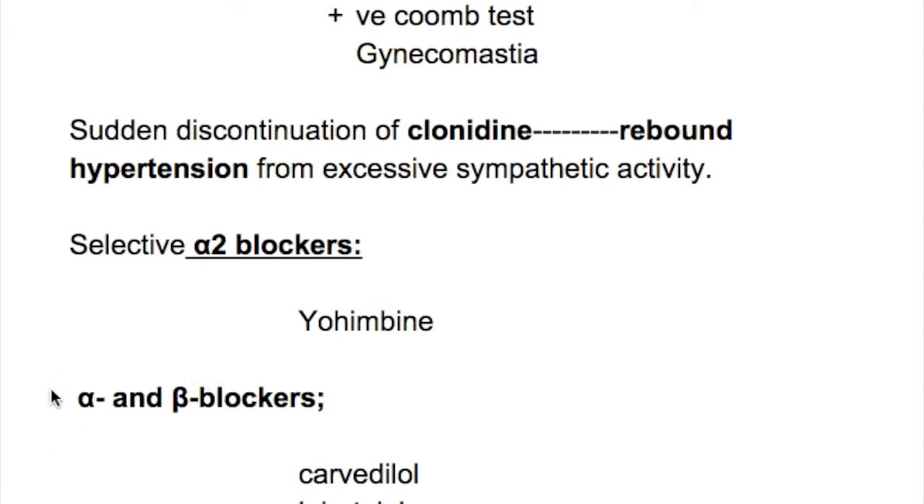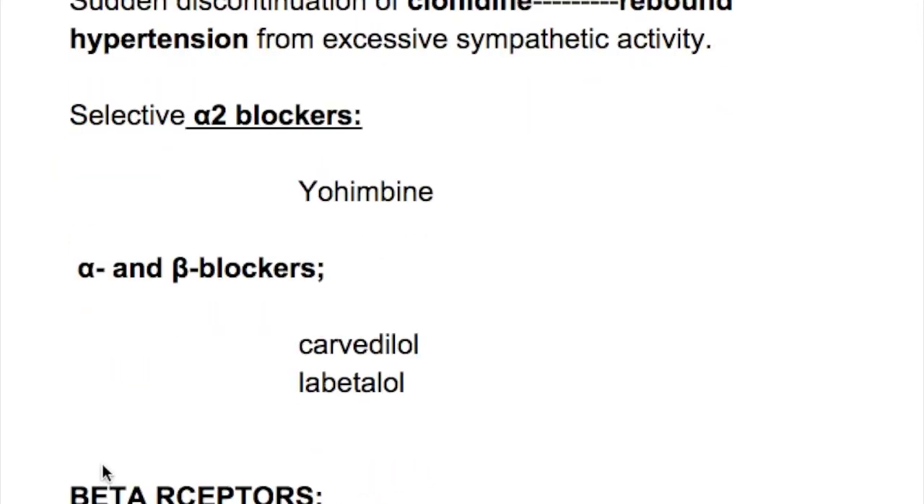Which drugs act on both alpha and beta receptors and block them, the alpha beta blockers? Carvedilol and labetalol are alpha and beta blockers, so their hypotensive effect is more pronounced because they block the beta 1 and beta 2 receptors also.